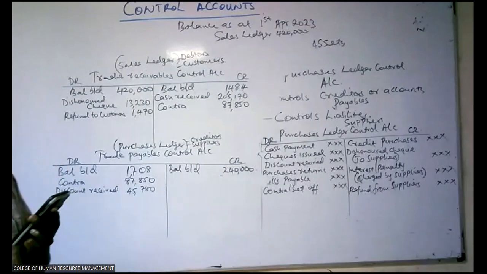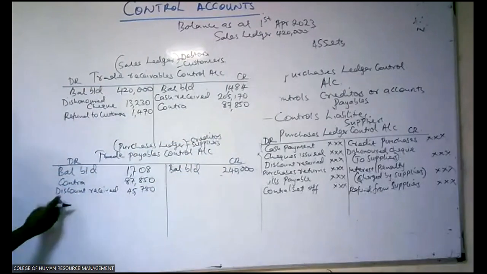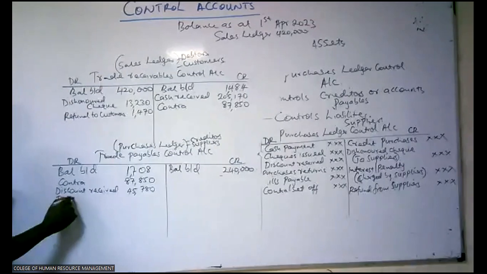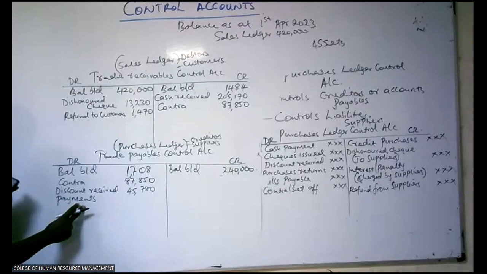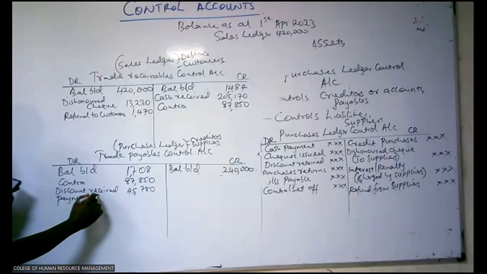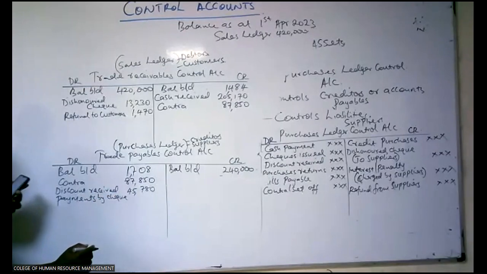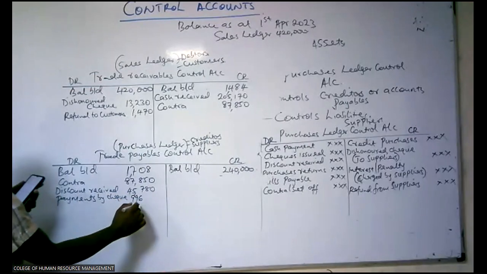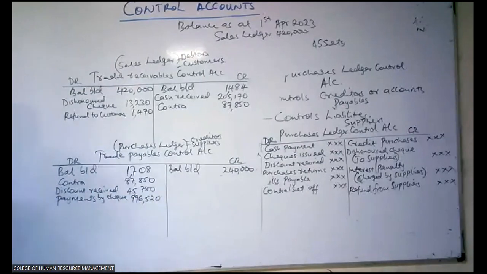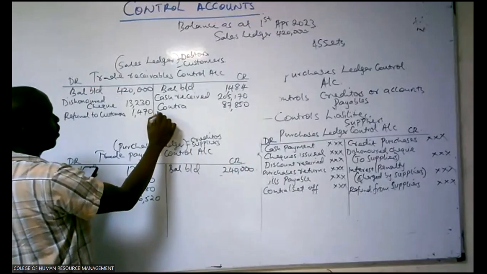Payment to creditors. Our creditors are your suppliers. When you pay them, we reduce the debt, so here, payment. When you pay them either by cash or by check, you reduce it by debiting them. Payment by check, 996,520. Discount allowed reduces the debtors.